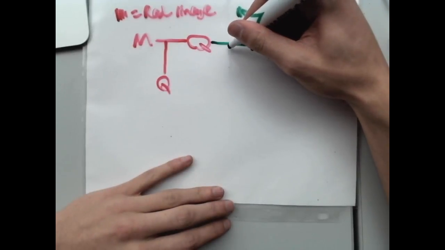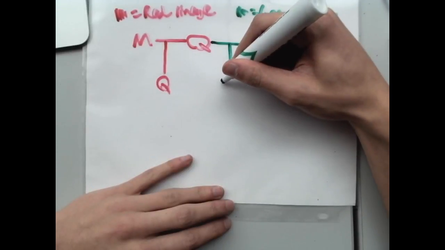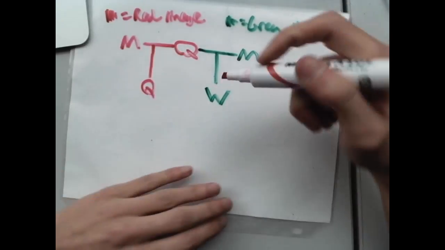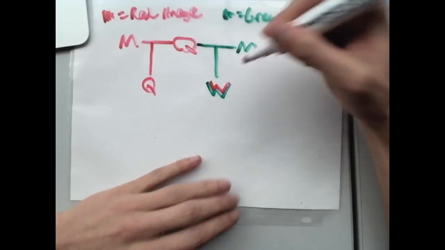So let's just draw it in green, I guess. But so it'll be workers. But he's a hybrid though. So instead of being green or red, he's a mix.